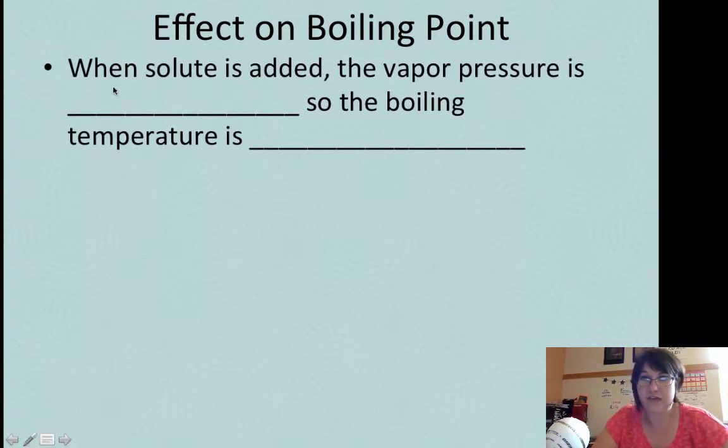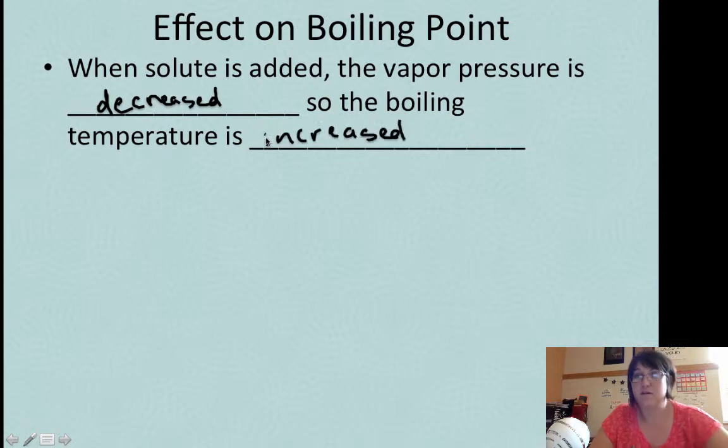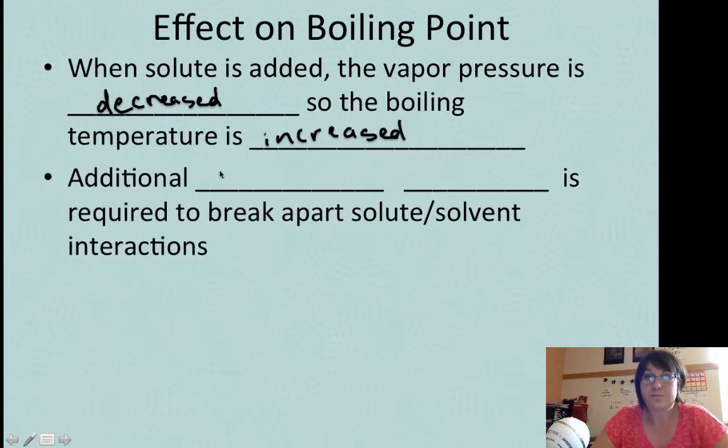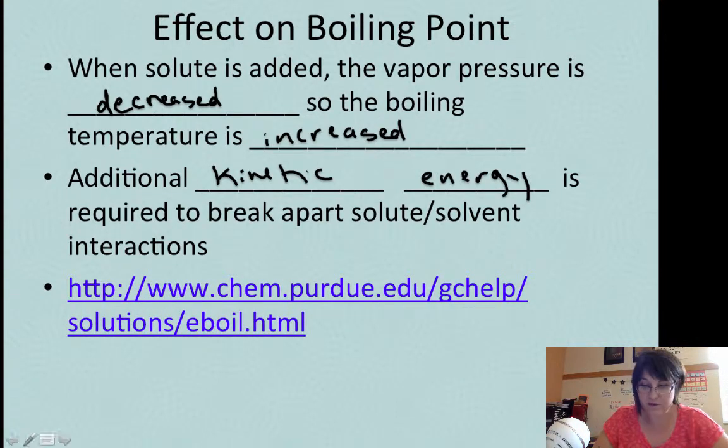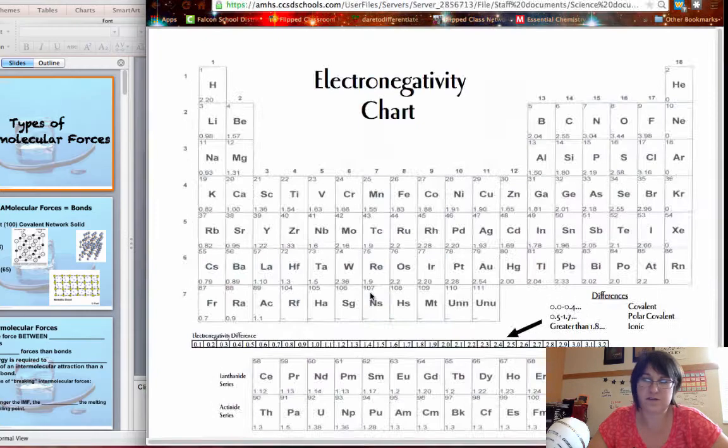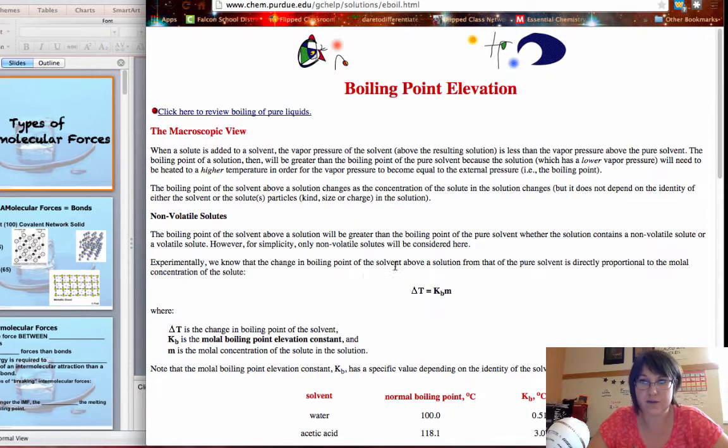So when a solute is added and the vapor pressure is decreased, that means we have to heat it up even more so that we can get that substance to boil. Additional kinetic energy is required to break apart any attractions between solute and solvent. Let's take a look at an animation so that we can see what this boiling thing is all about.